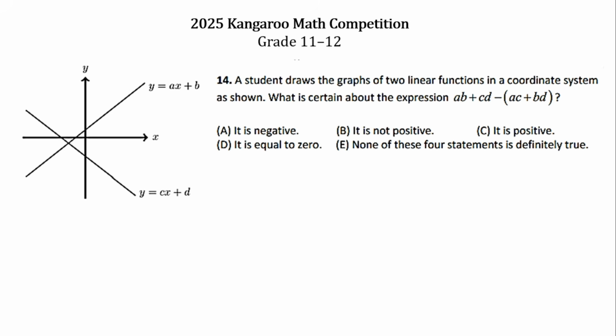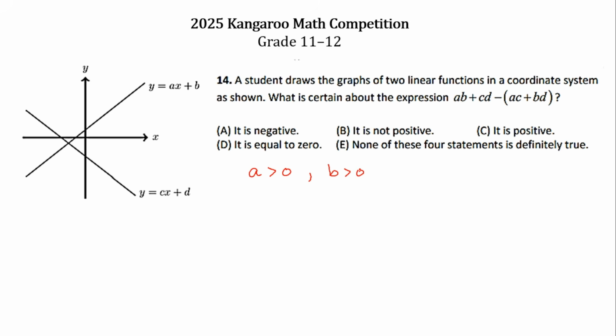Now, if you look at the line y equals AX plus B, the graph rises from left to right. So its slope A must be greater than 0. Okay, so we have A greater than 0. Also, the y-intercept of y equals AX plus B is above the x-axis, right? So B must also be greater than 0.